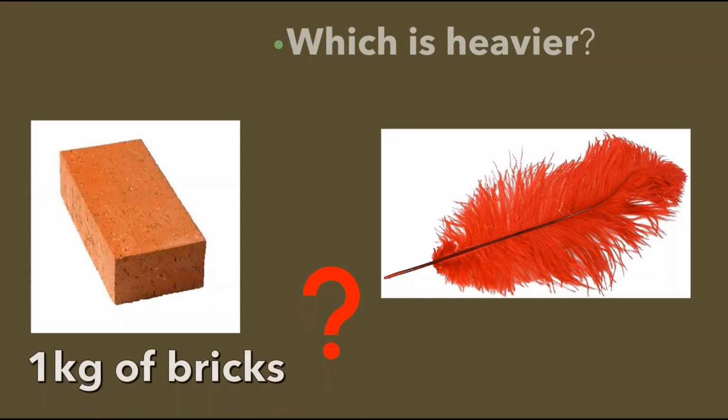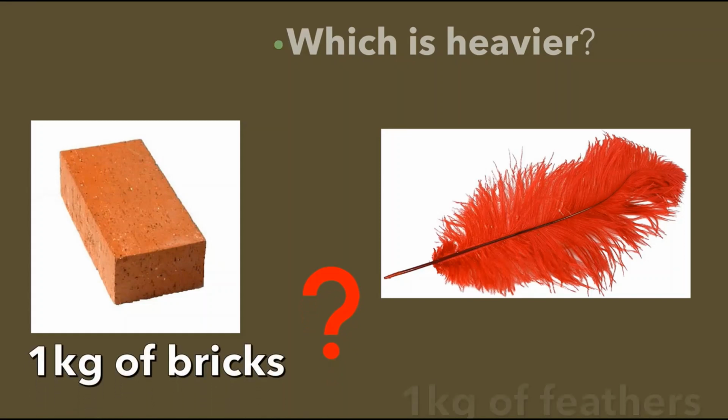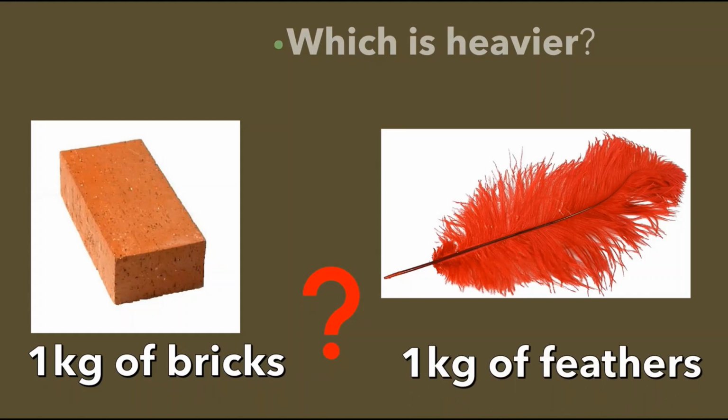Now, the second question is whether 1 kg of feathers will take more space or 1 kg of bricks will take more space. Obviously 1 kg of feathers will take more space as compared to 1 kg of bricks, though 1 kg of bricks is heavier. So why is that? It is because the feathers are much less dense than the bricks. Okay.